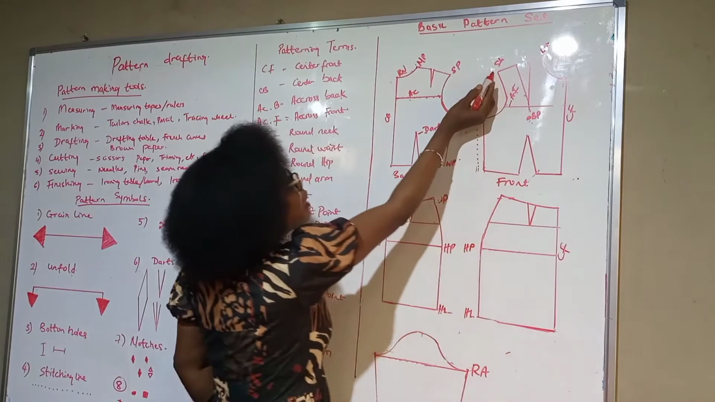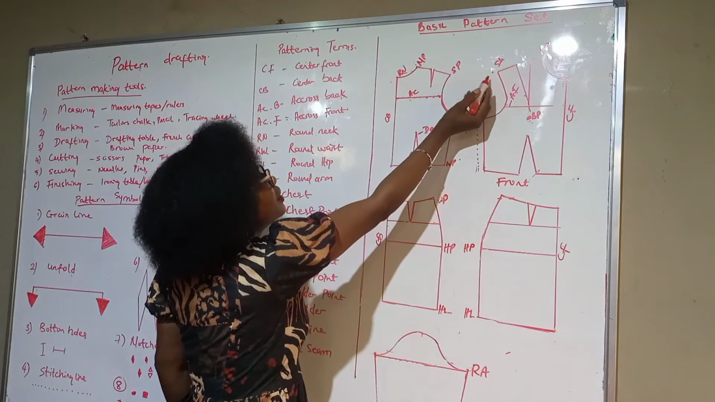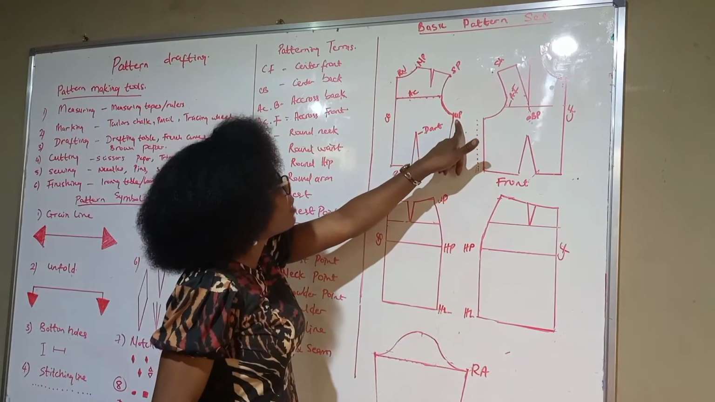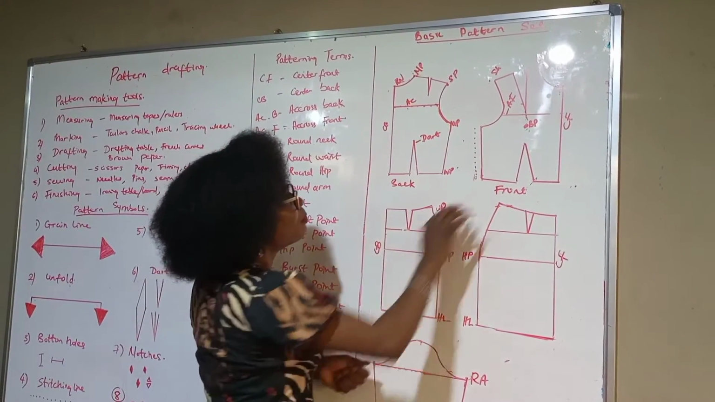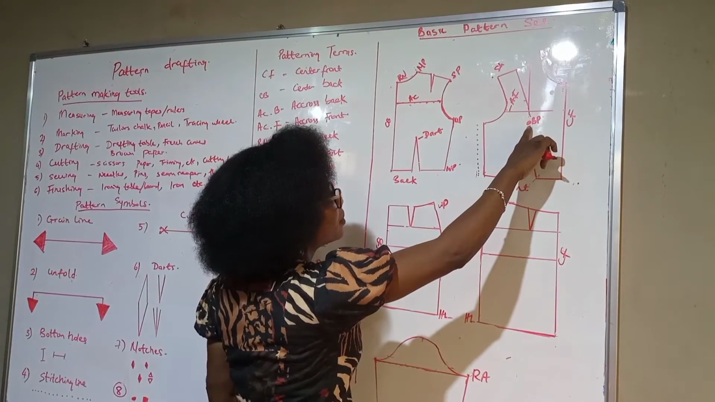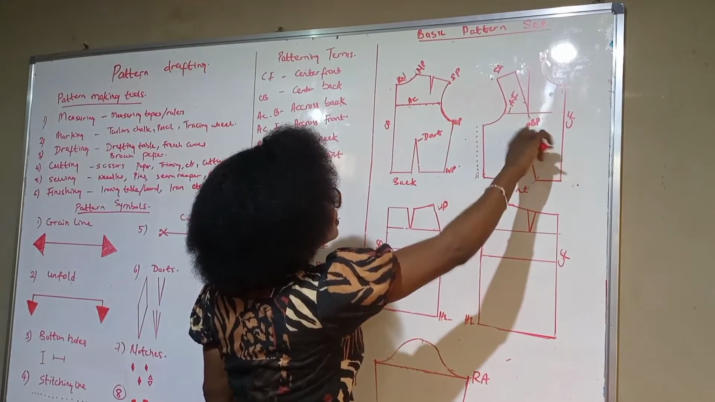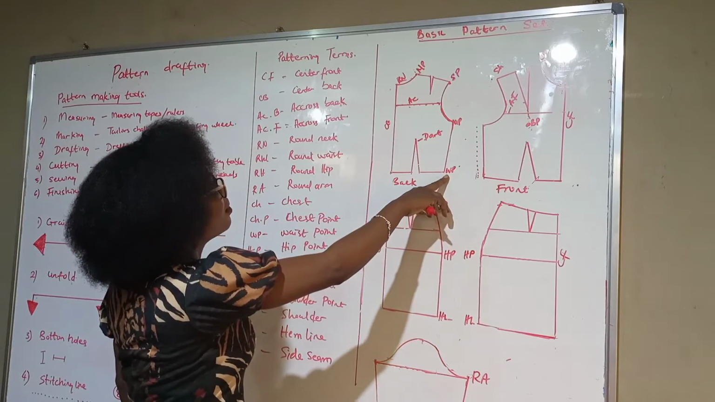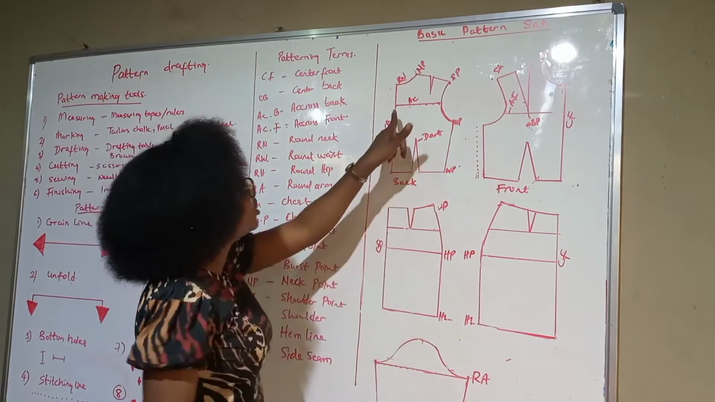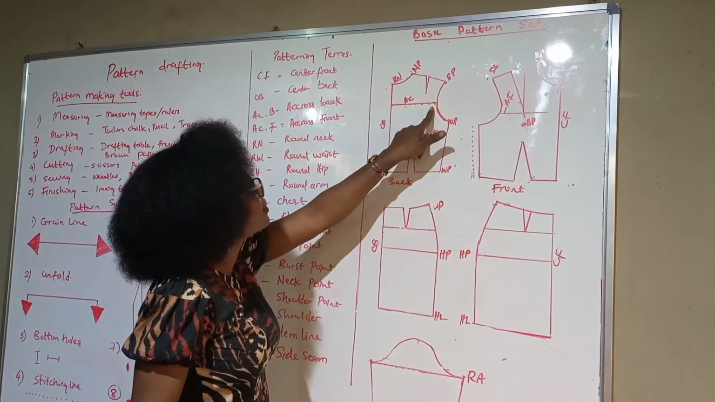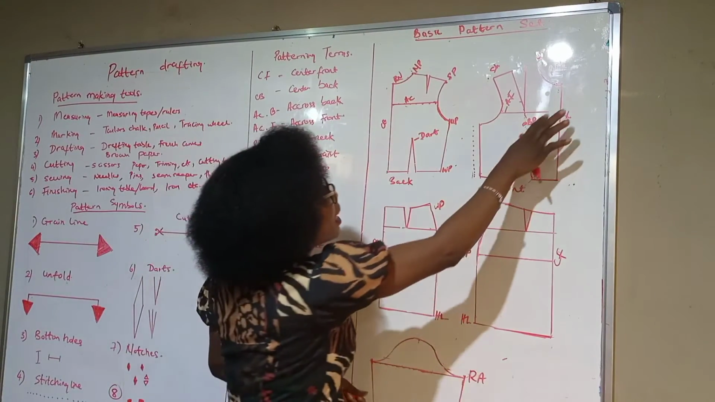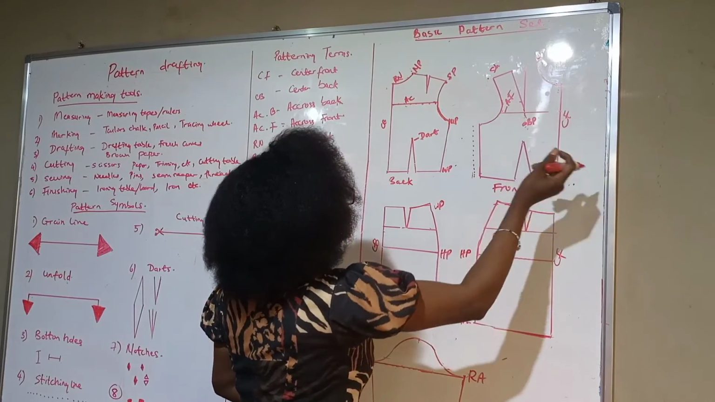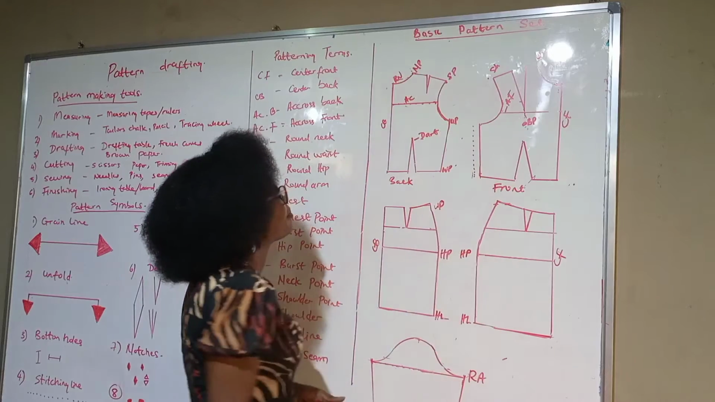This is the shoulder point for the front. This is the shoulder point for the back. This is your underarm point. This is the bust point where you have your nipple. This is the waist point. I hope you are getting that. This is your across back. This is your across front, which is also the chest line. This is also the back line.